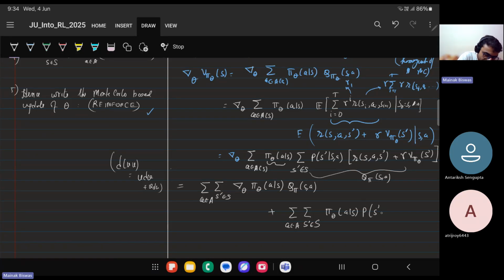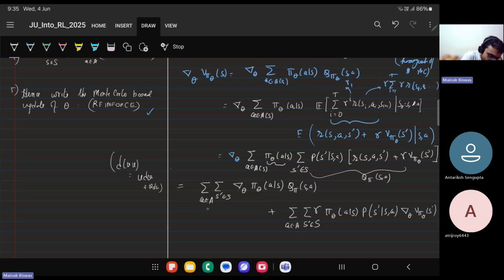Pi of S dash is a derivative of, I have a gamma as well, V pi theta S dash. We got the recursion, yes or no? Fine.